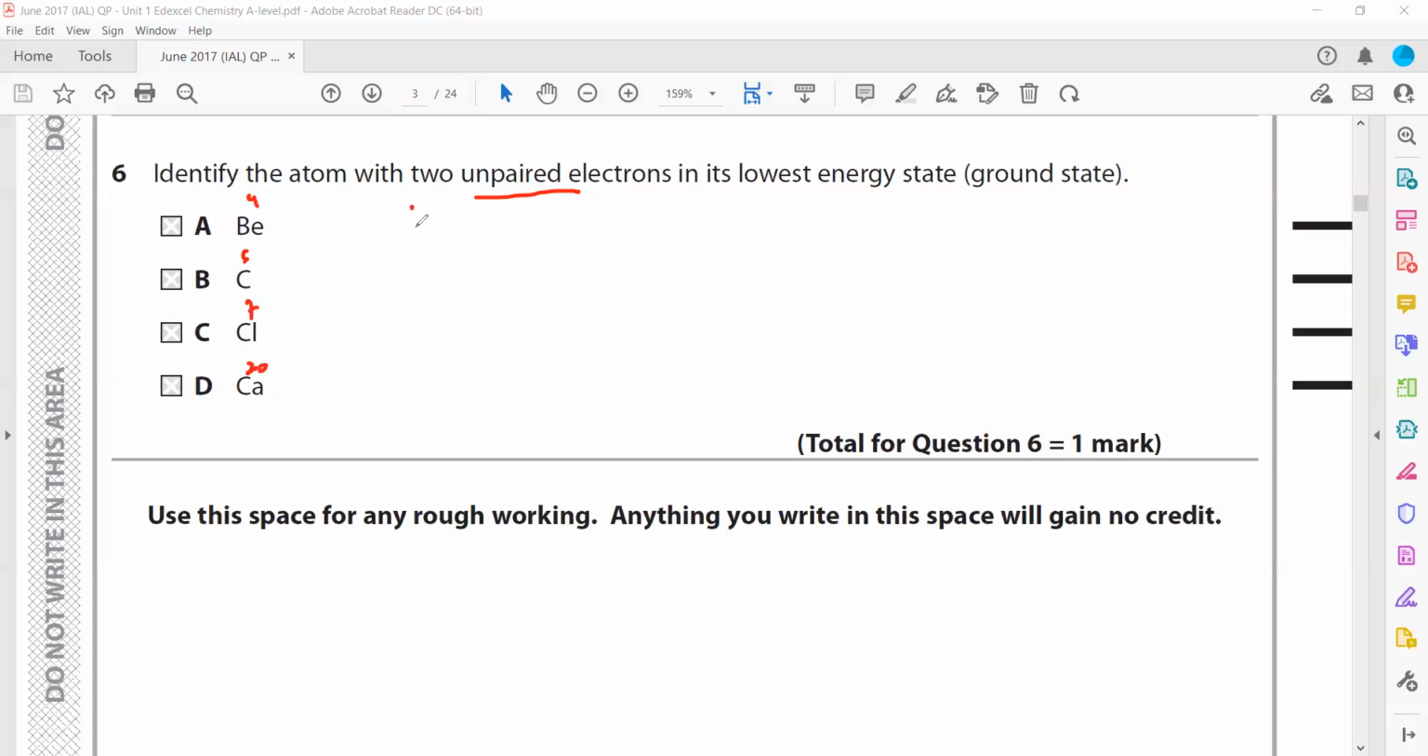So when you write the electronic configuration, for beryllium it will be 1s2, 2s2. For carbon, 1s2, 2s2, 2p2. For chlorine, which is 17, 1s2, 2s2, 2p6, 3s2, 3p5. And for calcium, it is 1s2, 2s2, 2p6, 3s2, 3p6, and 4s2. So identify the atom with two unpaired electrons.